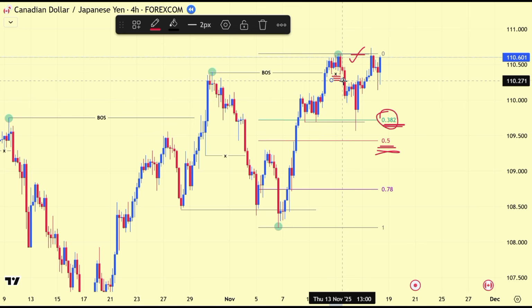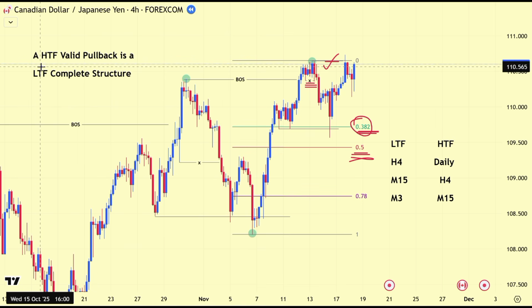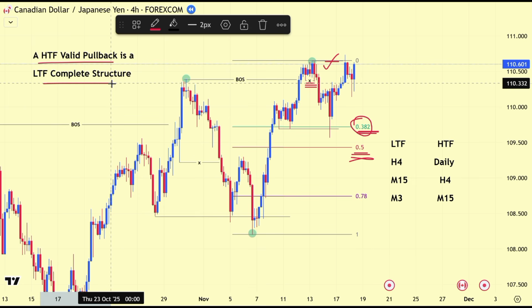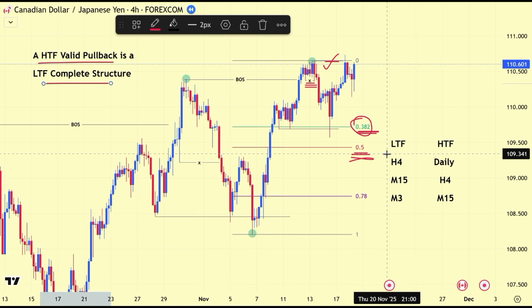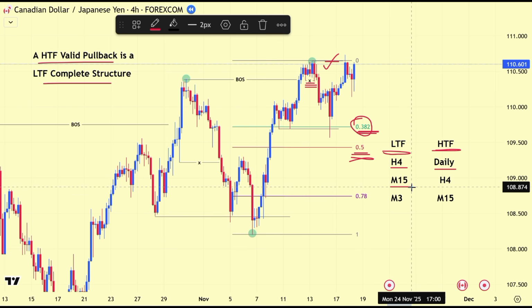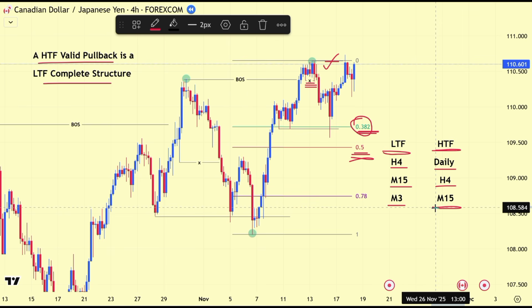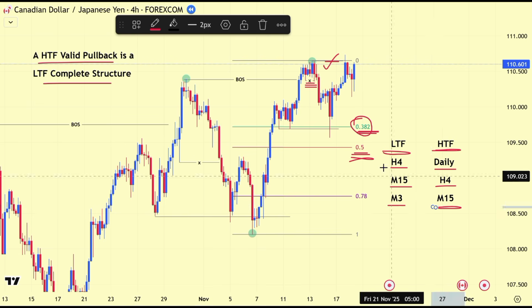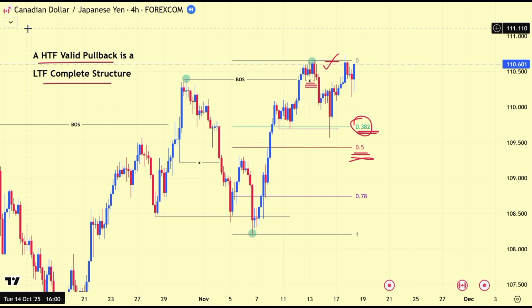And this is where the higher time frame comes into play, whereby the logic behind this is a higher time frame valid pullback is a lower time frame complete structure. And if we are to talk about the time frames, then if this here is the lower time frame, then this one here is the higher time frame. We can clearly see the H4 being the lower time frame, the higher time frame is the daily. The M15 being the lower time frame, the H4 is the higher time frame, and the M3 being the lower time frame, then the M15 is the higher time frame. So that's the time frame route you'll be using. Of course, it's just the same as the one we use in top-down analysis. So this means you don't need to cram all of that.